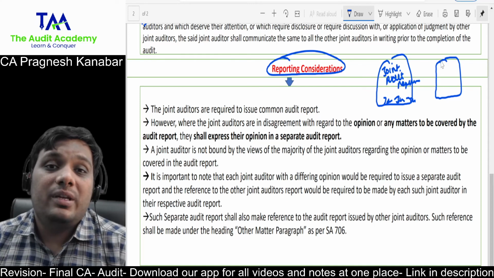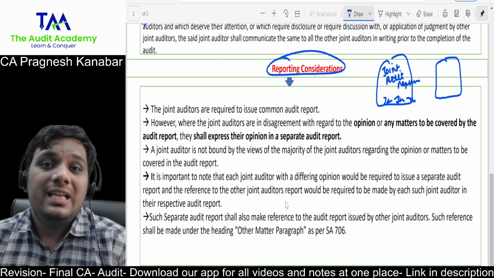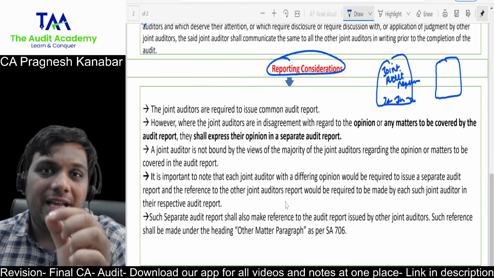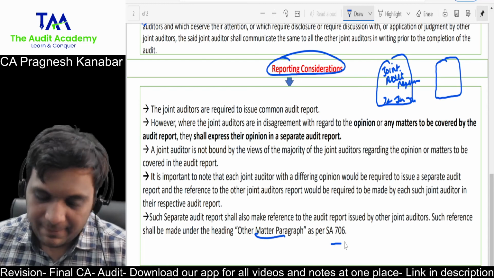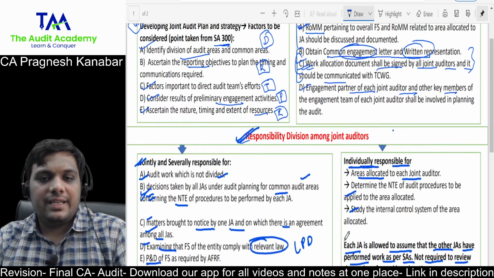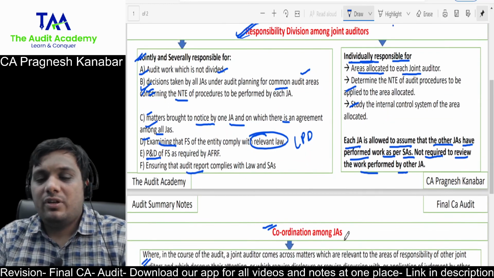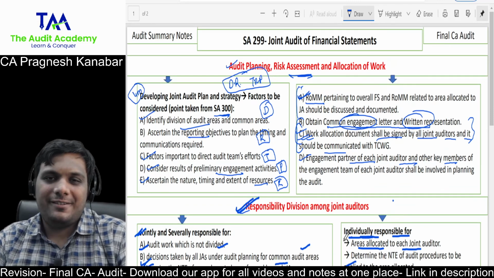And that cross reference will be given for the clarity of the readers of the audit report, that there have been separate reports issued by the joint auditors. Because this cross reference is given for the clarity of the readers of the audit report, we will give this cross reference in the other matter paragraph as per SA 706. Yes, sir. So this is an important point for reporting consideration. SA 299 is one of their favorites for case study based questions and also for questioning you in MCQs.